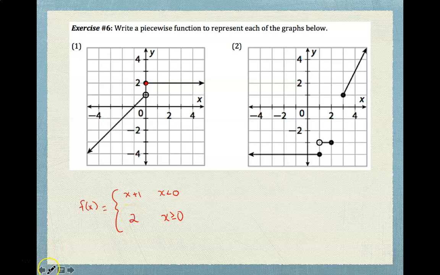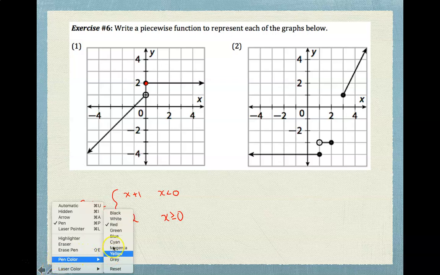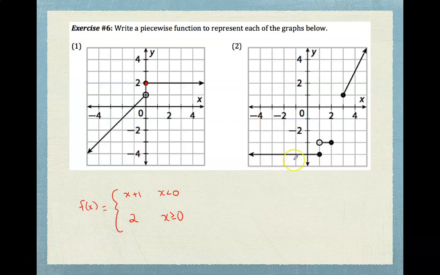Okay. Let's look at the second function. I'm going to say that this second function has 3 parts. I'm going to call this g of x. And there are 3 separate domains for g of x. The first one goes from negative infinity until x is 1. And you can see right here that it equals 1. So I'm going to say anytime x is less than or equal to 1, I will have one function.